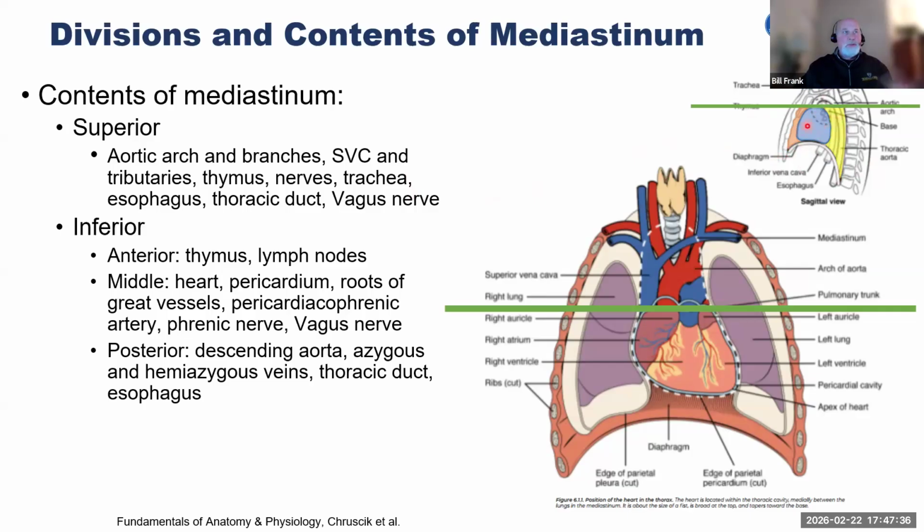So let's do the opposite. What nerve runs posterior to the root of the lung? It provides parasympathetic innervation to the heart and lungs, and also to the upper portion of the gastrointestinal system. What nerve would that be? All right. We are cooking with peanut oil here. You are absolutely correct. The vagus nerve, the wanderer.